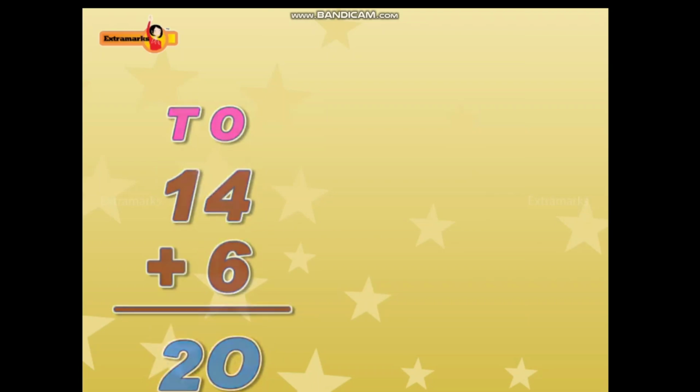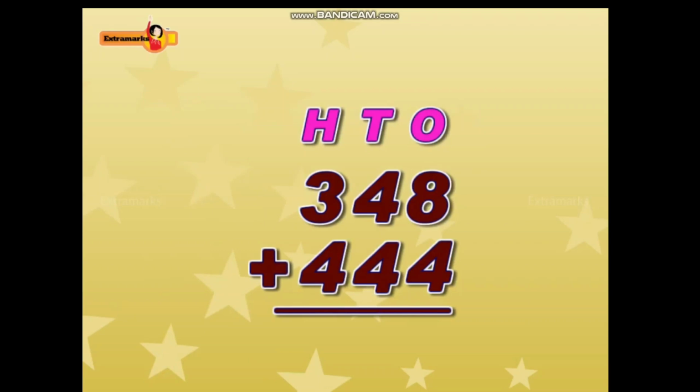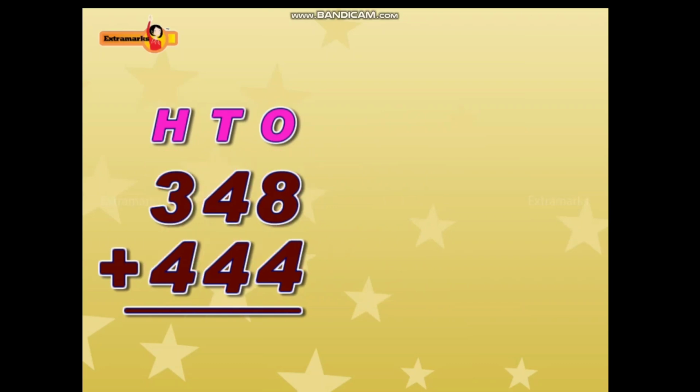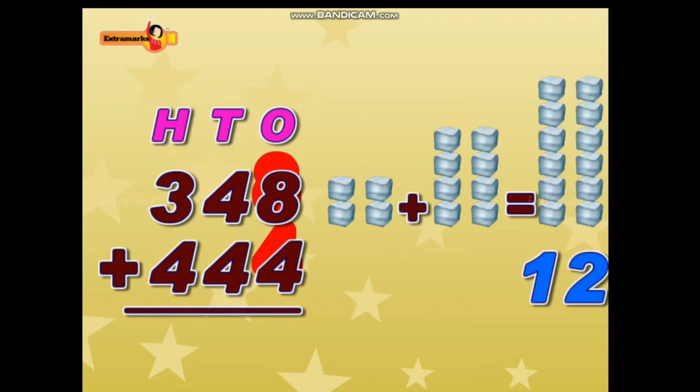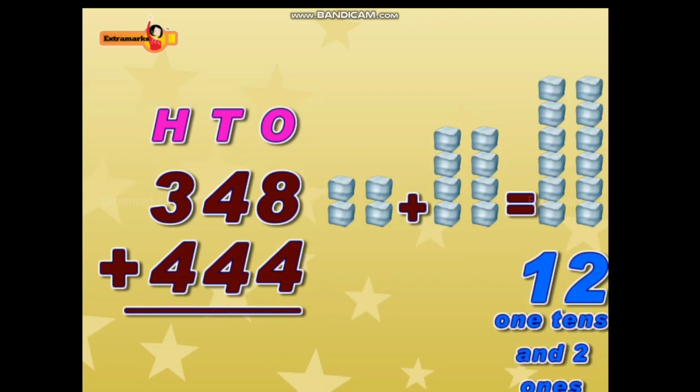Let's understand how to add 3-digit numbers. We are going to add 348 with 444. Our first step will be to add the numbers at the place of ones. When we add 4 and 8, we get the sum of 12. Our second step would be to regroup 12 ones. 12 ones can be written as 1 ten and 2 ones.